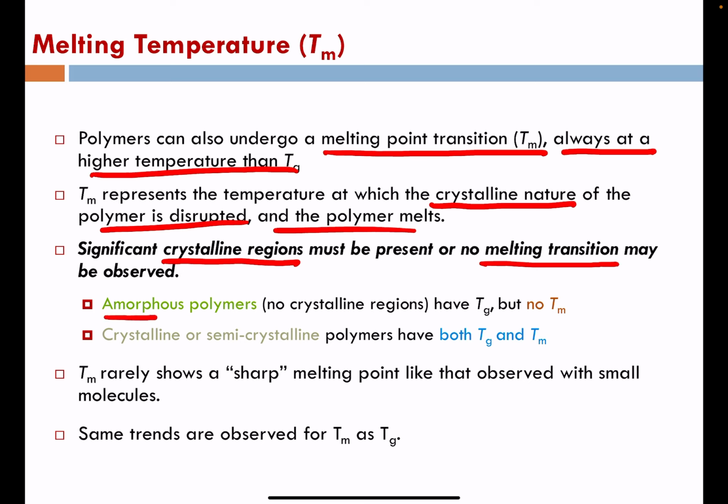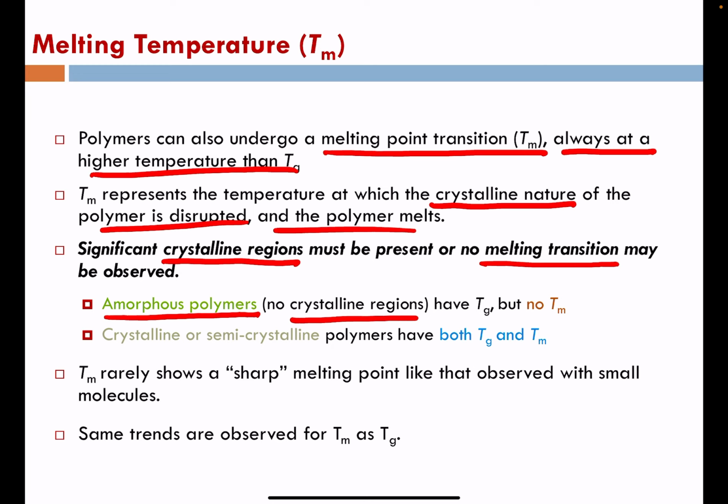So amorphous polymers are those that cannot crystallize no matter what history you apply to the material. So you could heat, cool slowly, do all sorts of temperature variations. You would never be able to generate crystalline regions.